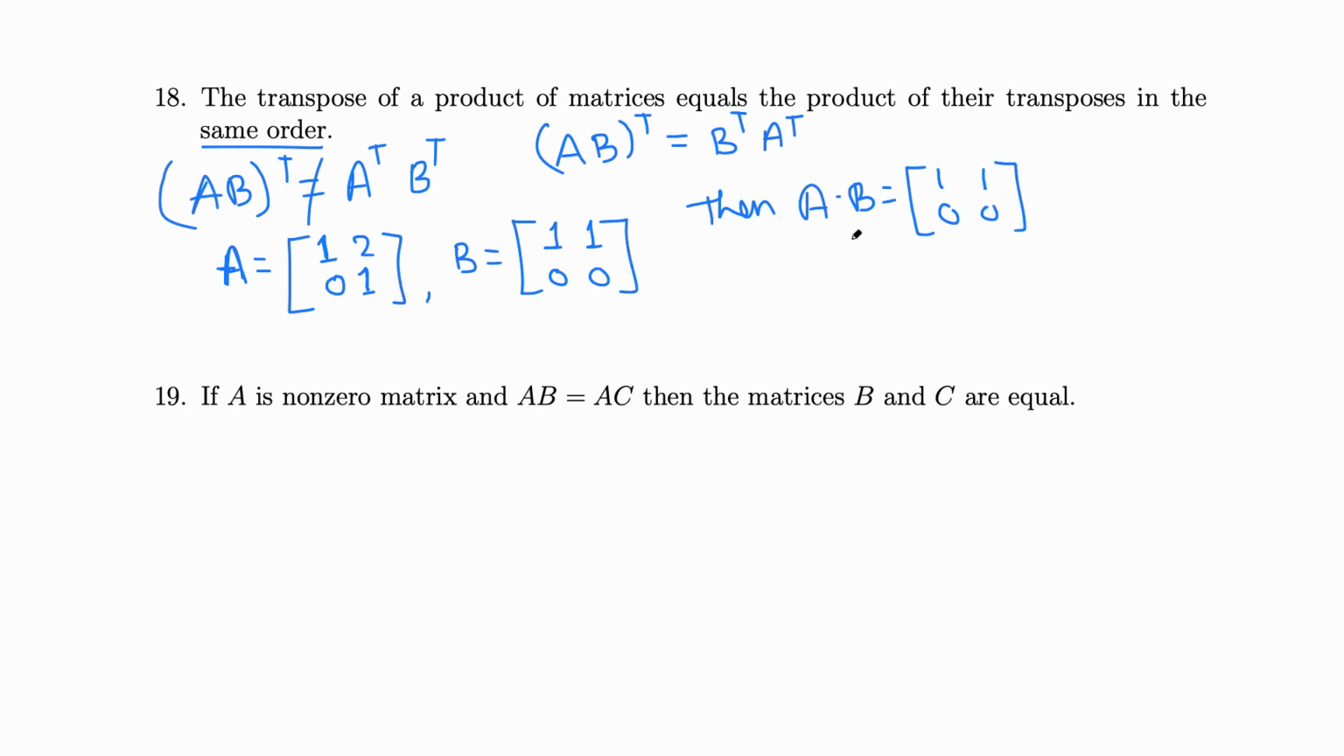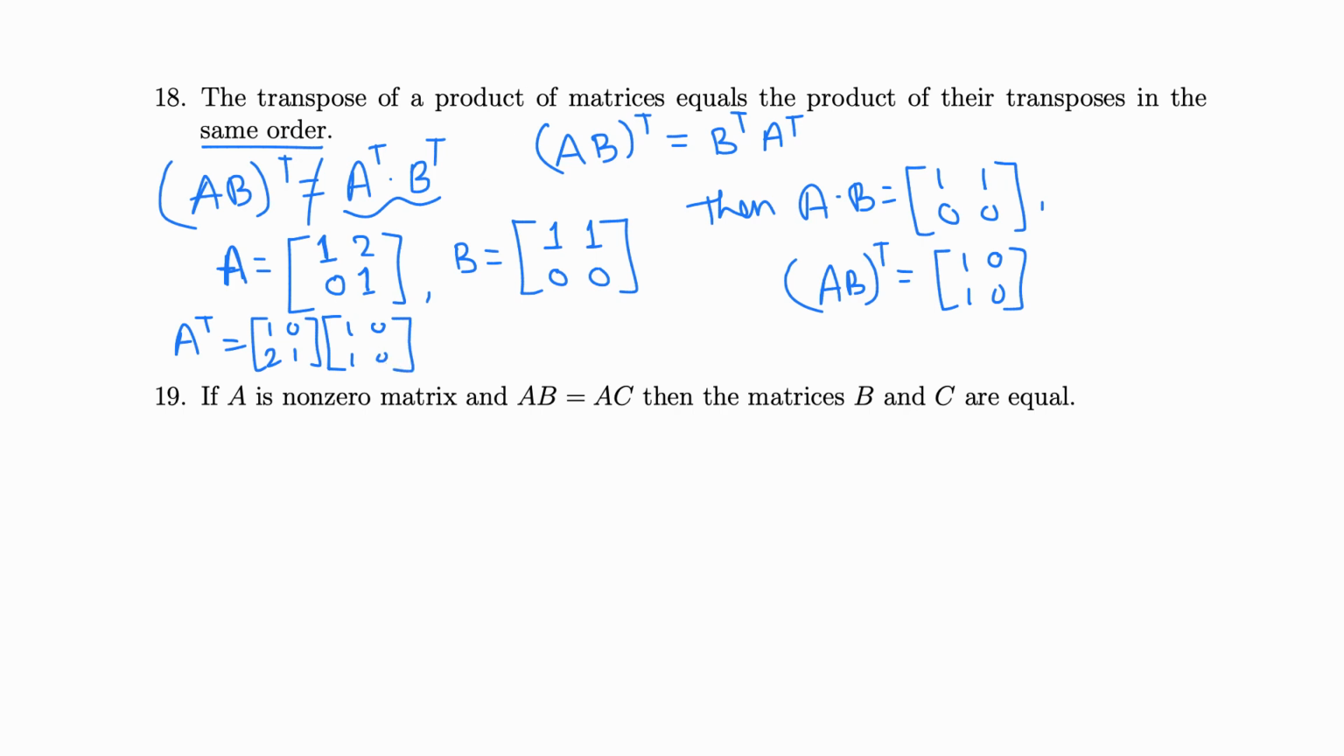So that's the AB, and we can now find AB transpose, which is 1 1 goes here and 0 0. So we find these two and multiply. What is A transpose? A transpose is 1 2 and 0 1. Okay, and B transpose is, I'm going to write here 1 1 and 0 0.